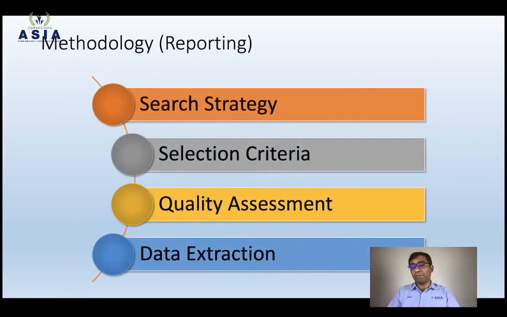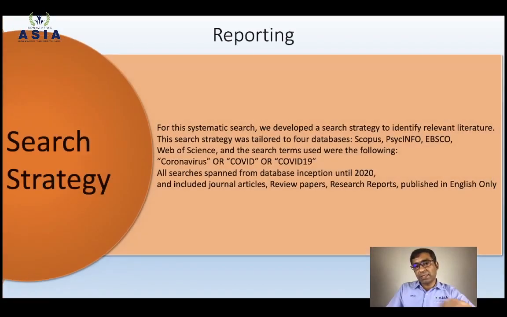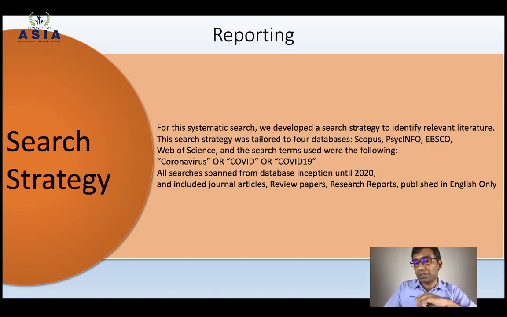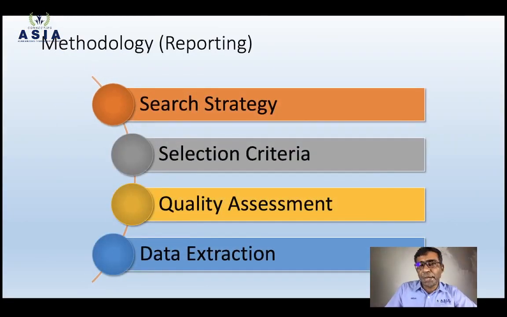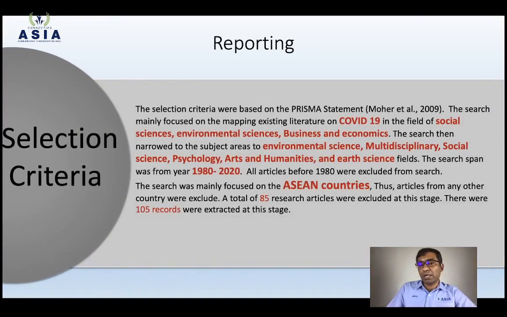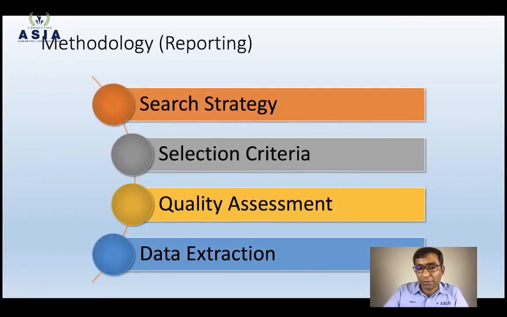Methodology we have to report in these 4 steps: search strategy, selection criteria, quality assessment, and data extraction. In search strategy, you need to write what keywords you have used, what databases you have used, and what number of years or articles you included in your search. The second part, selection criteria, is very simple. You need to tell what your selection criteria are, how many articles from which year to which year, maybe specifically from particular subject areas, or some papers were excluded because they were out of scope or for any other reason.